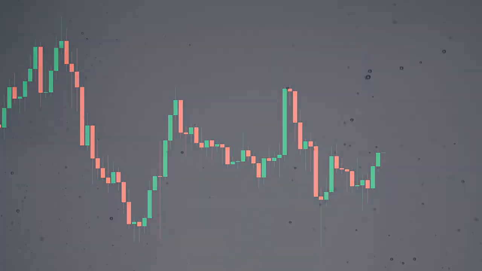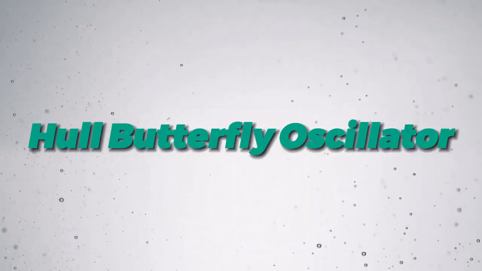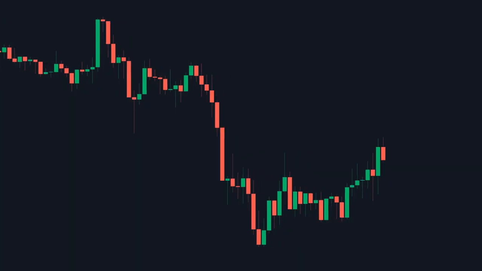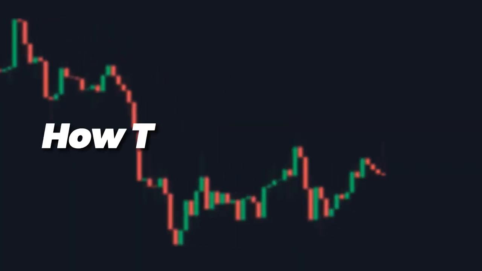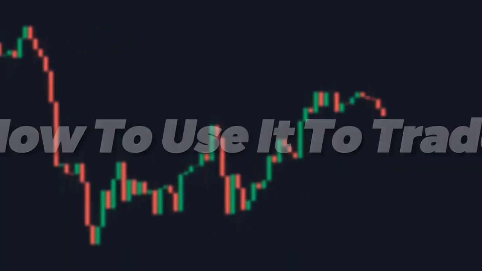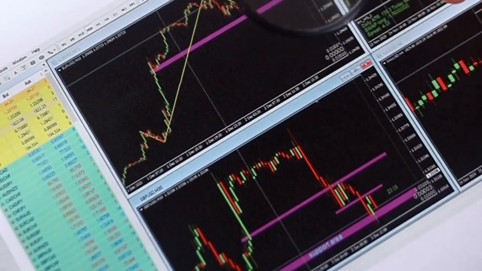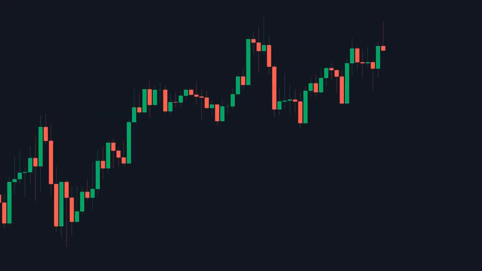This indicator is called the Whole Butterfly Oscillator, created by LuxAlgo. We're gonna go over what this indicator is, how to use it to trade, and we're also gonna combine it with one other technical analysis indicator to create a strategy just for you.